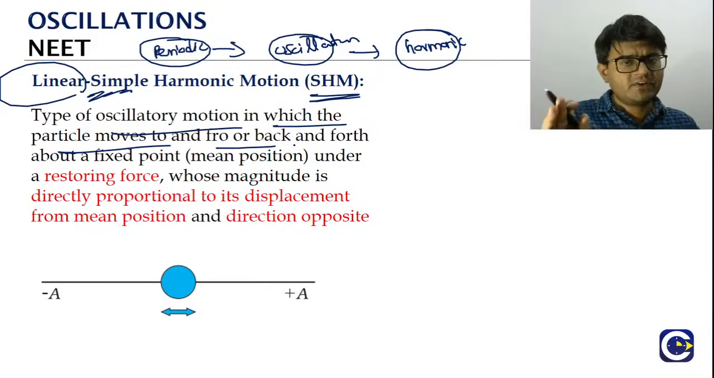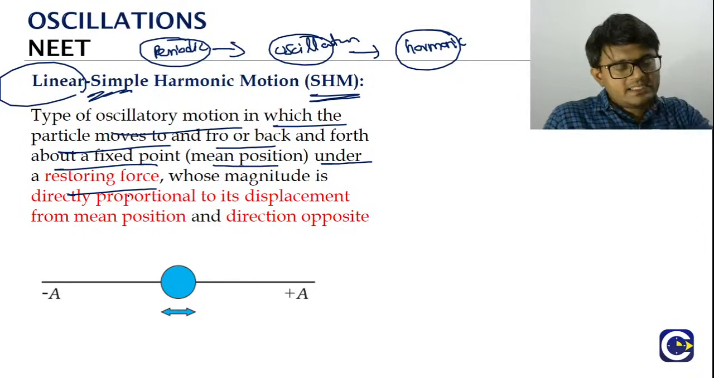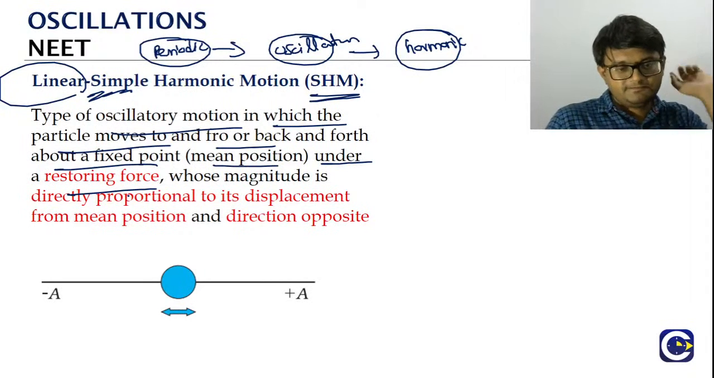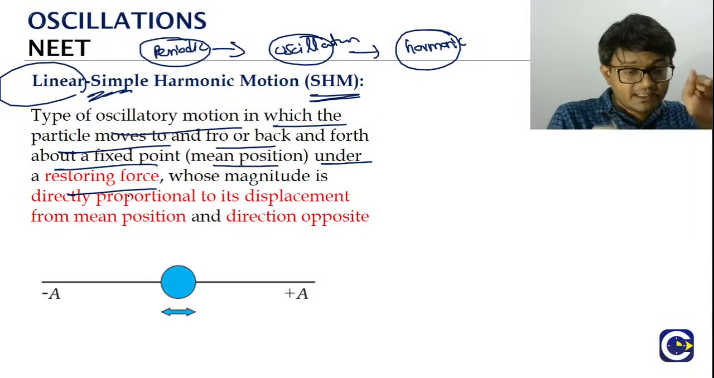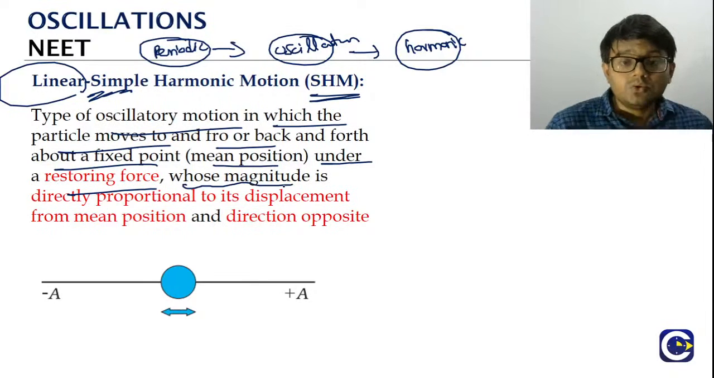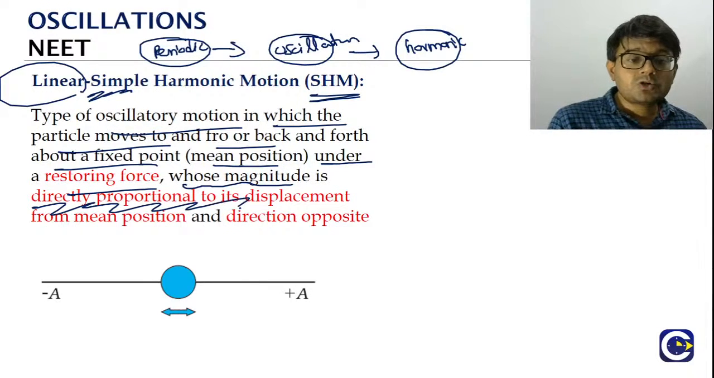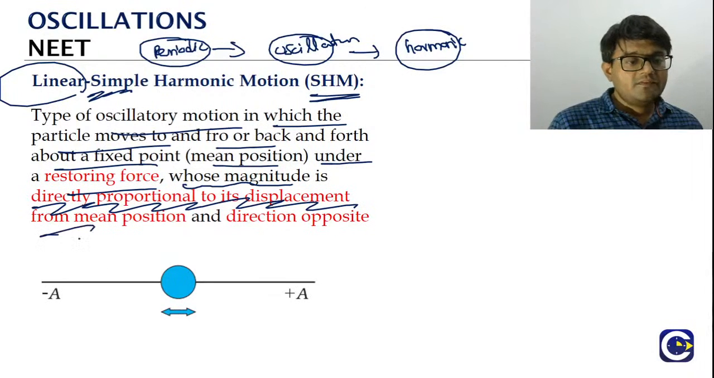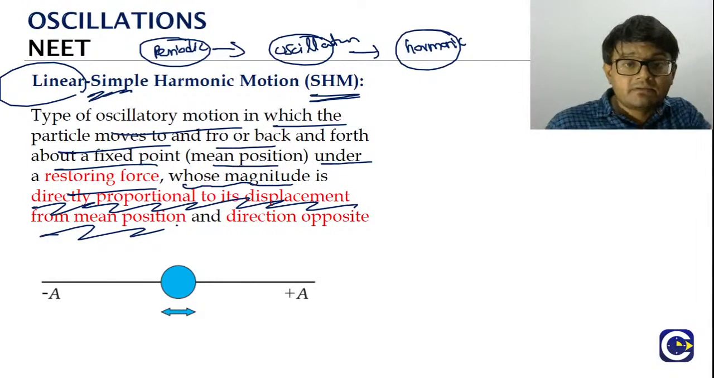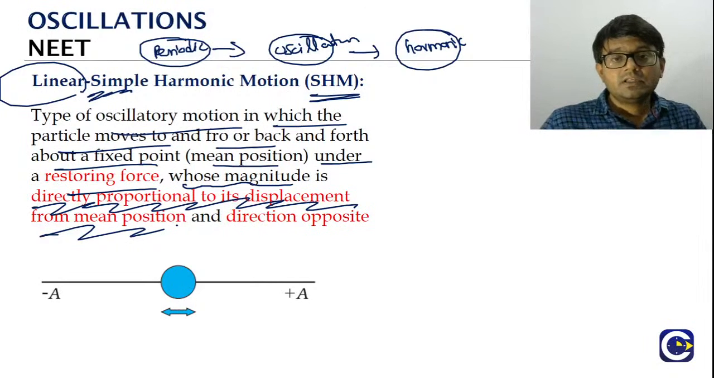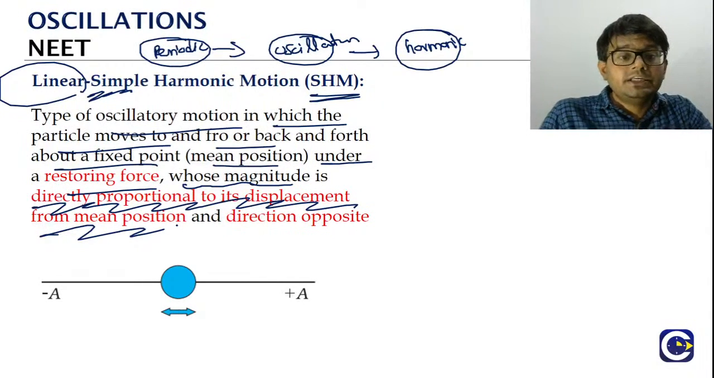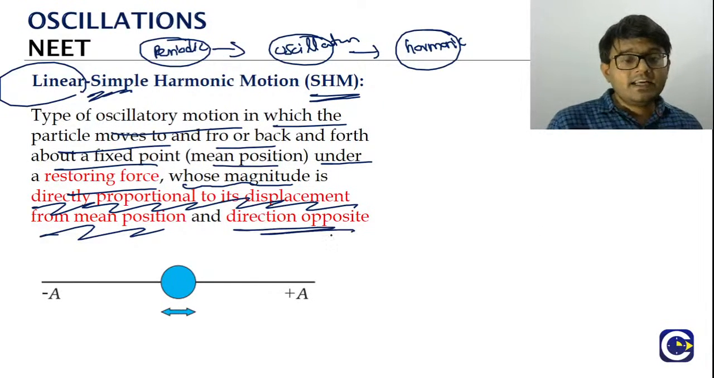so பாருங்க, the type of oscillatory motion in which the particle moves to and fro or back and forth, இதெல்லாம் காமன் தானா. so it is same for all the harmonic oscillations, it will be moving to and fro about the fixed point or mean position under a restoring force. ஏன்னா கண்டிப்பா oscillations நடக்கணும்னா, we should have a restoring force. பட் அது இம்பார்ட்டன்ட் கிடையாது. பாருங்க, அடுத்தது தான் இம்பார்ட்டன்ட். whose magnitude is directly proportional to its displacement from the mean position. the magnitude of that restoring force is directly proportional to the displacement of the particle from the mean position, and கண்டிப்பா direction will be opposite.